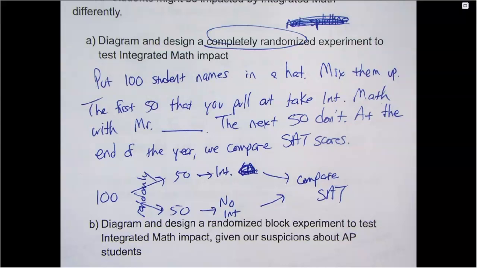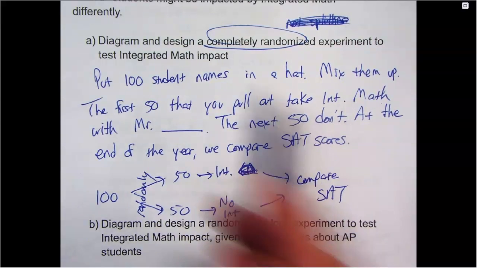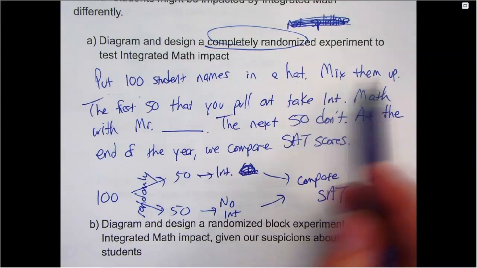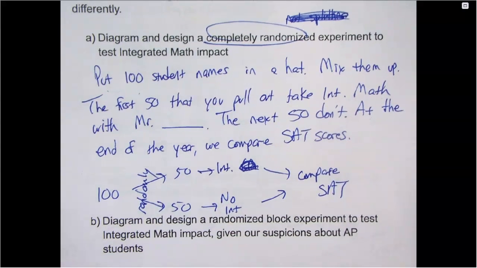Okay, so completely randomized. You are not looking at any of the outside variables. You are just splitting up randomly and hoping that everything takes care of itself. So I put 100 student names in a hat, mix them up. The first 50 that I pull out are going to take integrated math. The next 50 are not. You don't even have to put the part about the teacher, but you just want to make sure you're not giving them different teachers. At the end of the year, I compare SAT scores.